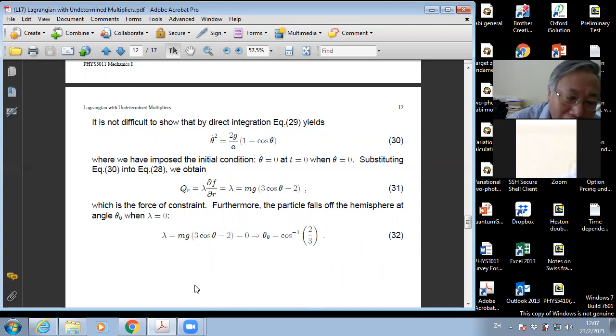Now, the particle falls off the hemisphere at an angle theta when the force of constraint vanishes. In other words, when lambda equals 0. So lambda is given by this, we set it equal to 0. So theta is equal to the arc cosine of 2 over 3.